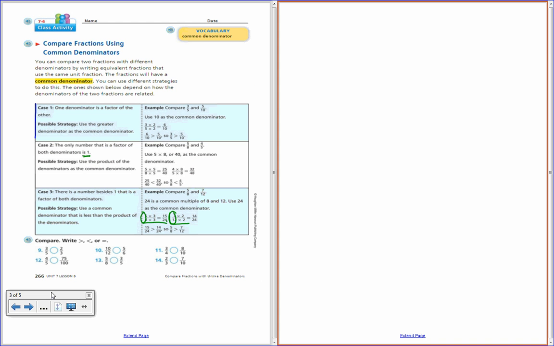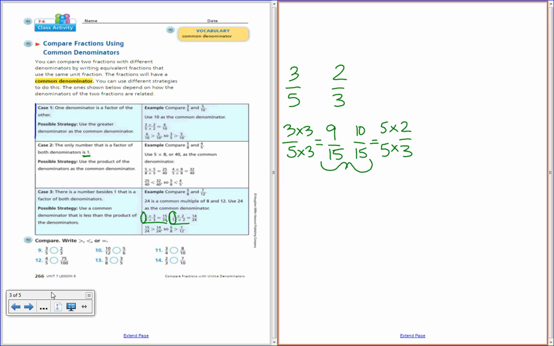So let's do 3/5 and 2/3. What number can we get to with both of these that they're factors of the same one? Well, 15 comes to mind, first of all. So if I have 3/5 times 3 times 3 equals 9/15, and then I do 2/3 times 5 times 5 equals 10/15.